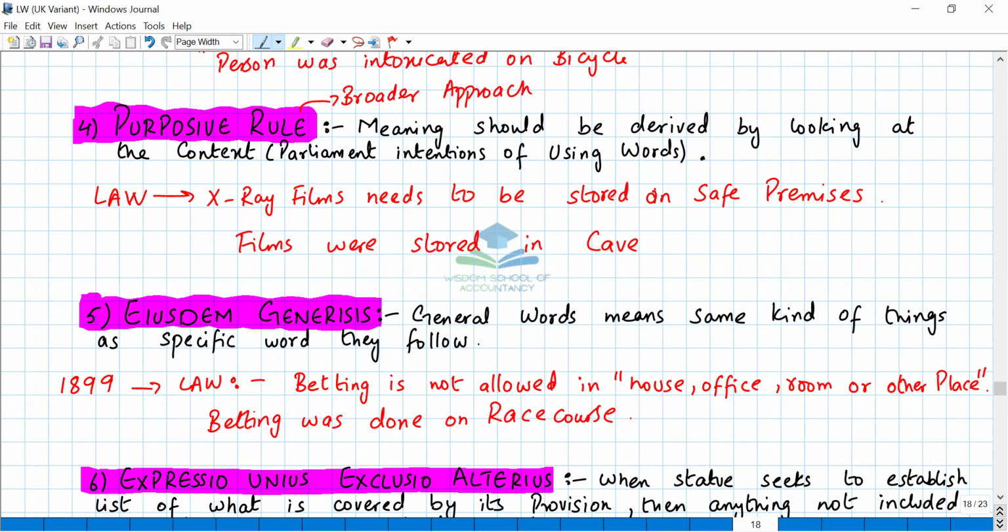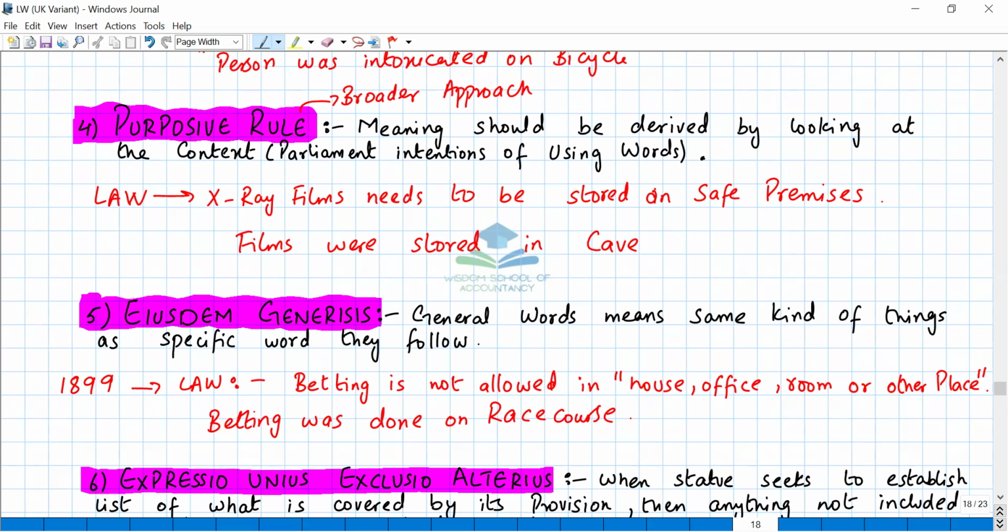Now, the problem was for the judge to decide whether the cave is a safe premises or not. So, what do you think? Is a cave considered a safe premises? You know what a cave is, right? But people can go in. Well, people can go in, right?